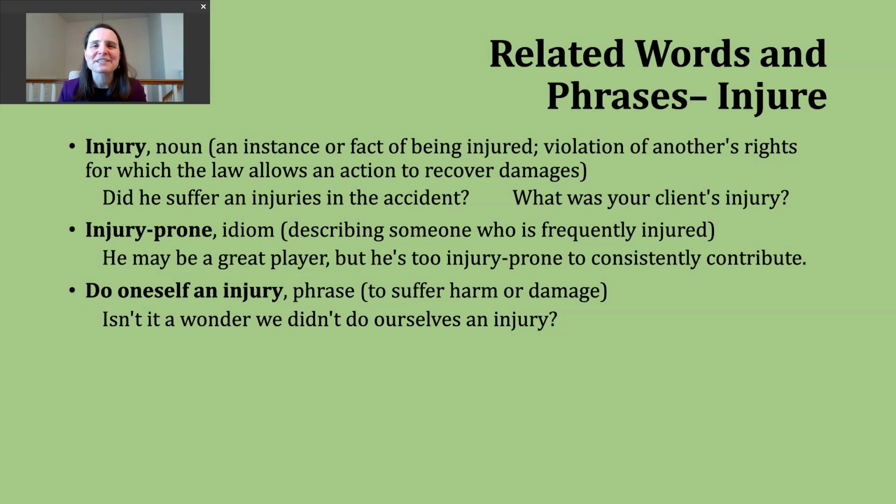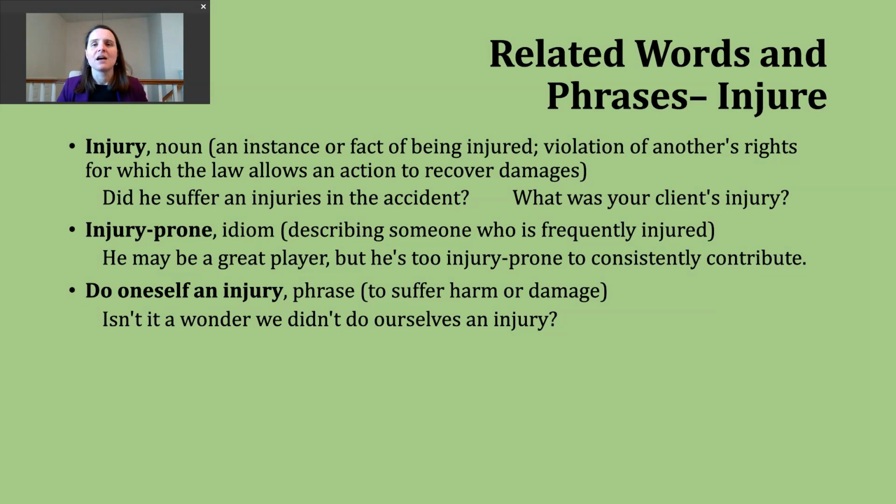The last phrase we're going to look at here is to do oneself an injury. So again, ties back to sort of the first definition of the verb we looked at earlier in the video, but we're really talking about suffering harm or damage. So in my phrase here, oneself, it's generally going to be replaced with a reflexive pronoun. And you can see that in my example sentence here. Isn't it a wonder we didn't do ourselves an injury?